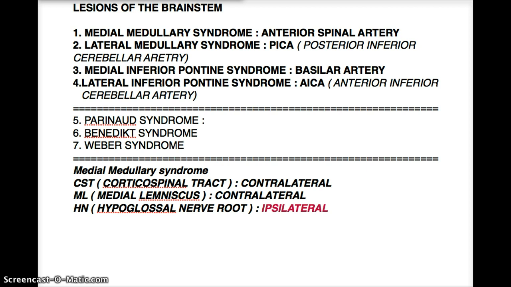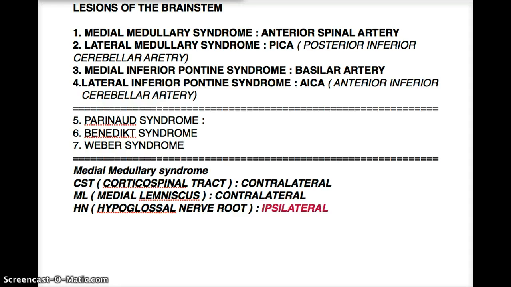So in medial medullary syndrome, if you think about what are the tracts that are present in the medial medulla, you will see that there's the corticospinal tract, the medial lemniscus, and the hypoglossal nerve root. Those are the three things that are present in the medial medulla of the brainstem. And be aware that this is above the pyramidal decussation, okay?